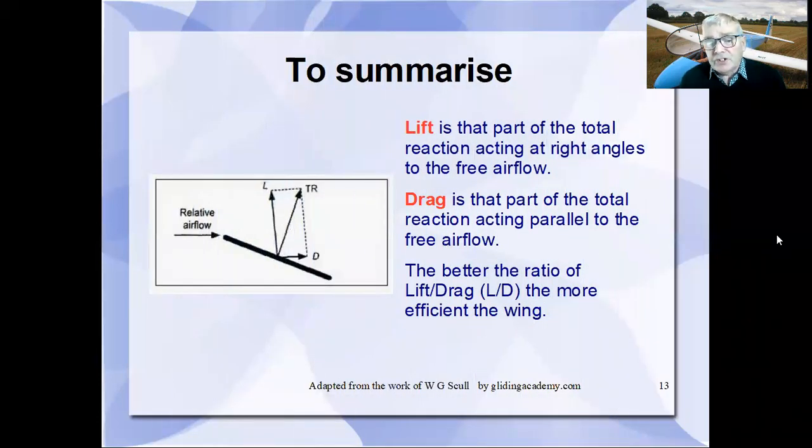So we could summarize that by saying that lift is part of the total reaction, acting at right angles to the free airflow. And drag is part of that total reaction, acting parallel to the free airflow. And the better the lift-drag ratio, the more efficient the wing is. So we'll very often hear glider pilots talking about best LDs and stuff like that, and they're really talking about this lift-drag ratio.